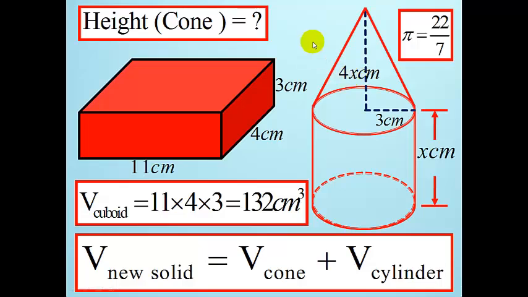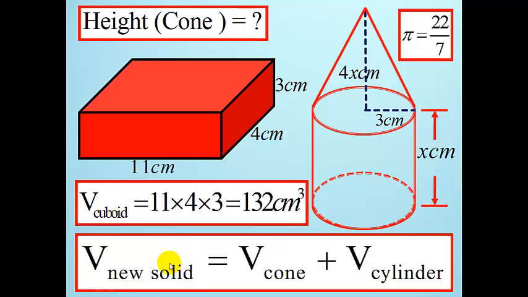Please look at this. This is the metallic cuboid. The volume of this cuboid is the length times the breadth times the height. So we have 11 times 4 times 3, and this is equal to 132 centimeters cube. So this is the volume of the cuboid.